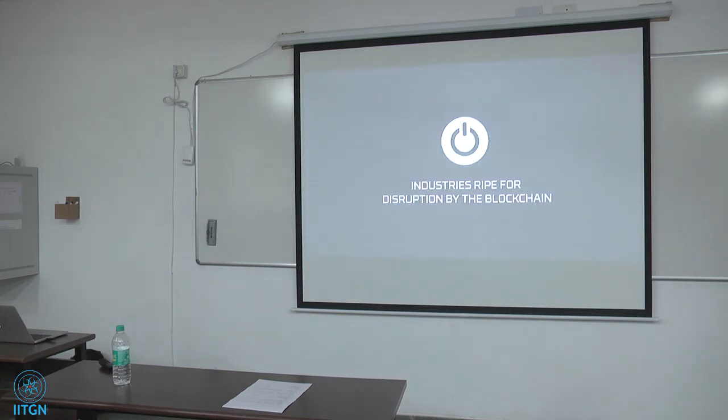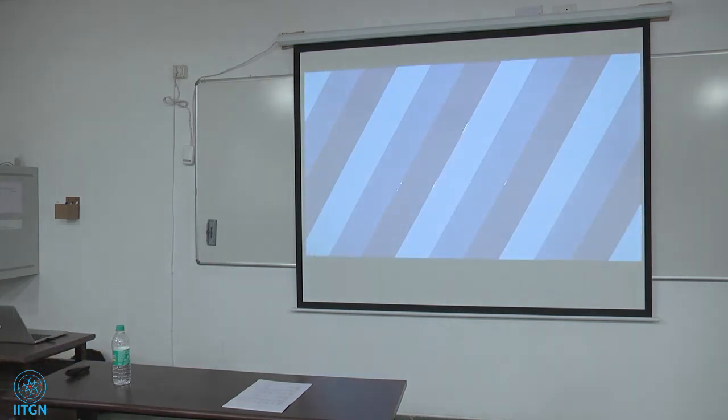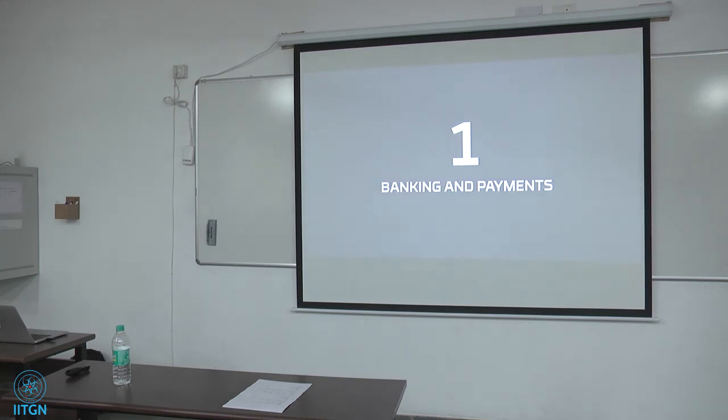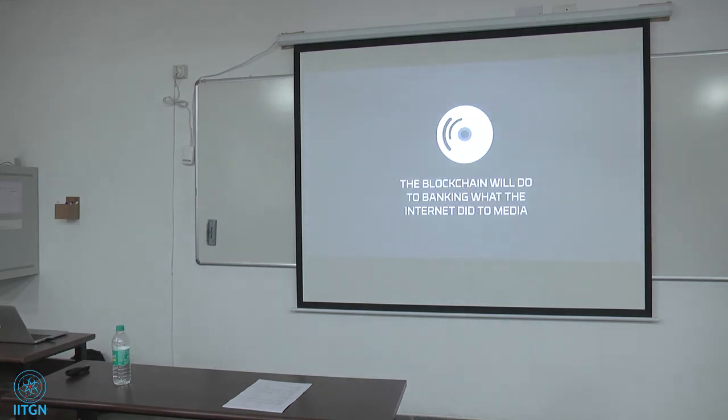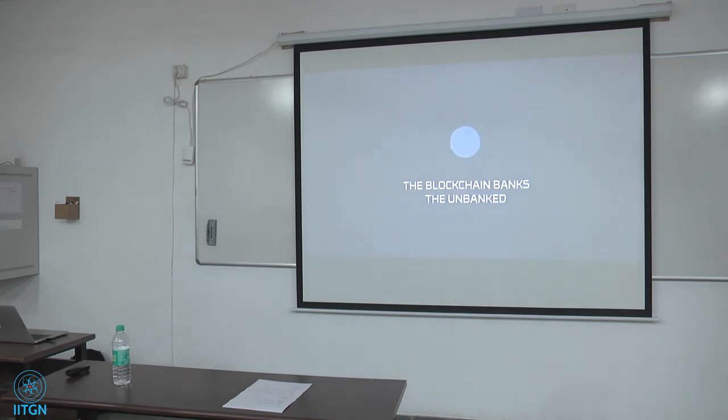The blockchain is likely to disrupt many industries in the coming 5 to 10 years. These are some of the industries it's already disrupting. Number 1, banking and payments. Some people say that the blockchain will do to banking what the internet did to media. Blockchain technology can be used to give access to financial services to billions of people around the world, including those in third world countries who don't have access to traditional banking.